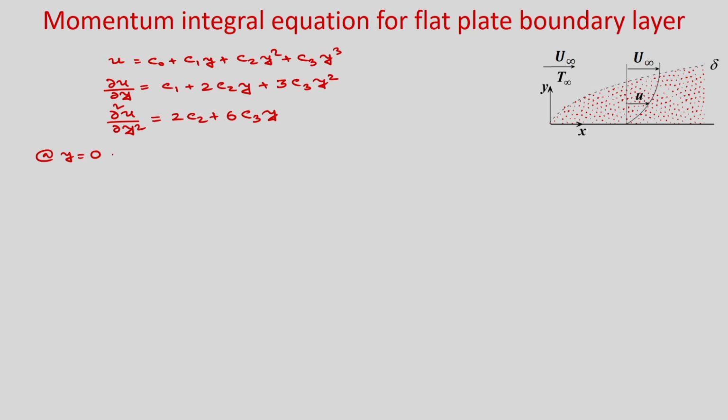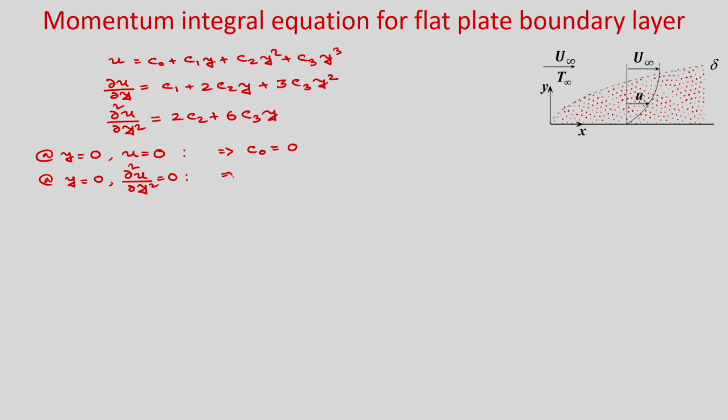So, at y is equal to 0, you have u is equal to 0. If you see this equation at y is equal to 0, these last 3 terms will become 0, and left hand side u is equal to 0. So, that will give C0 is 0. Then at y is equal to 0 you have del 2 u by del y square is 0. So, if you put y is equal to 0 here, left hand side is 0.